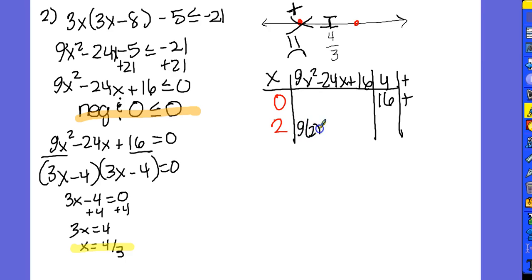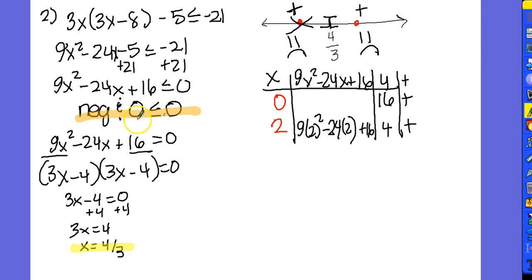Okay, let's plug in a 2. So 9 times 2 squared. Well, that's 9 times 4, that's 36. And 24 times 2 is 48, so negative 48. 36 minus 48 is negative 12. Negative 12 plus 16 is 4, which is also positive. So this is positive, and we don't want that.